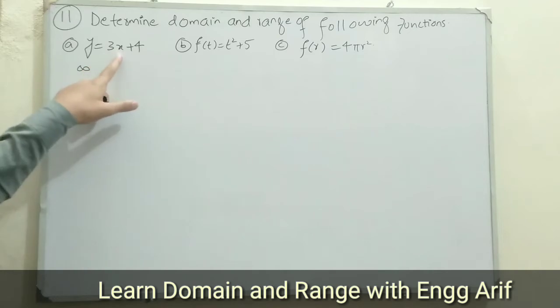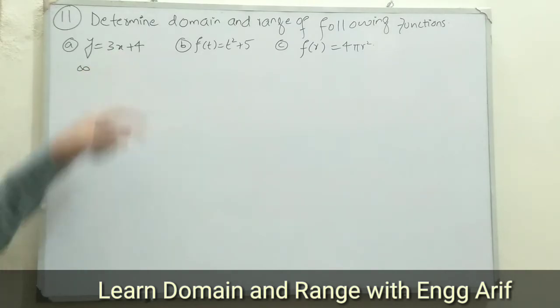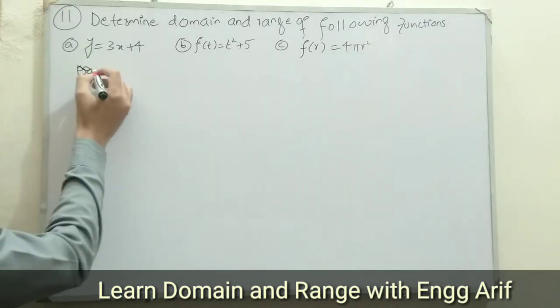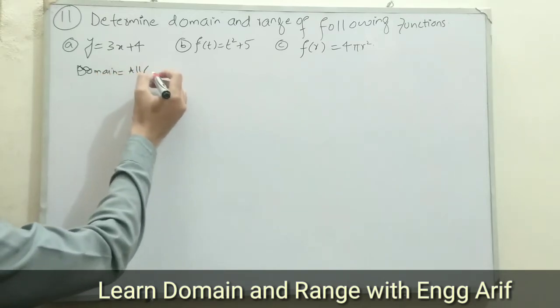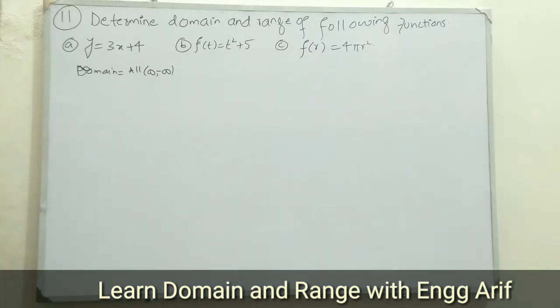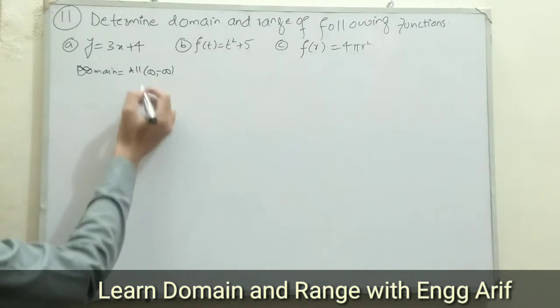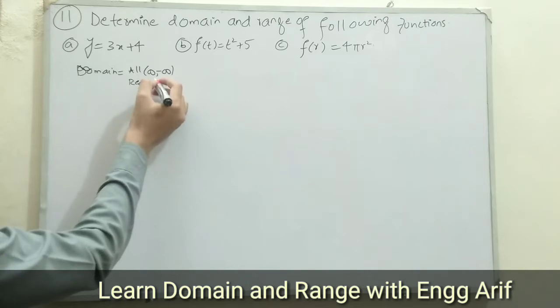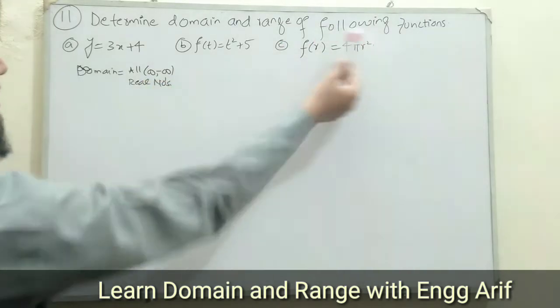But here if we put each and every positive or negative real number, this function is defined. So that's why the domain for this function will be all real numbers. All real numbers means from negative infinity to positive infinity, all the positive or negative numbers satisfy the function y is equal to 3x plus 4. So the domain is all real numbers, or negative infinity to positive infinity. We can also find the range of the function.